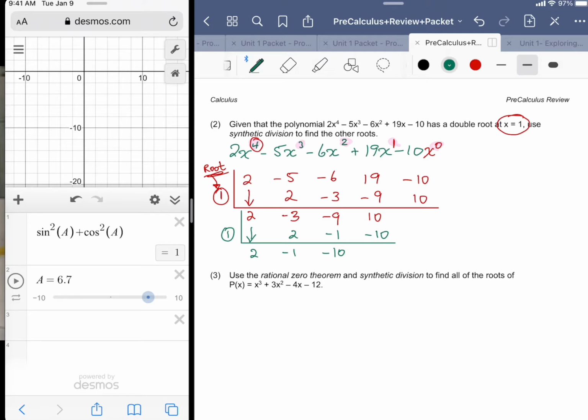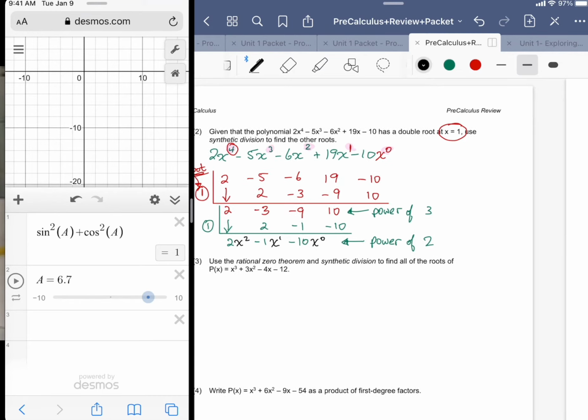All right. So we started off with a power of 4. When you divide by a linear factor, your result is going to be a power of 3. If you divide by a linear factor a second time, the result is going to be power of 2. So we're going to pop in an x squared to start, and then decline our exponents by 1 every step of the way. So the next one would be x to the first, and then x to the 0.